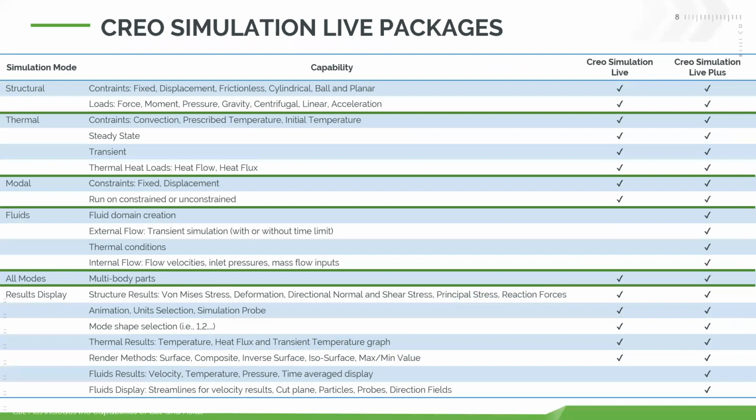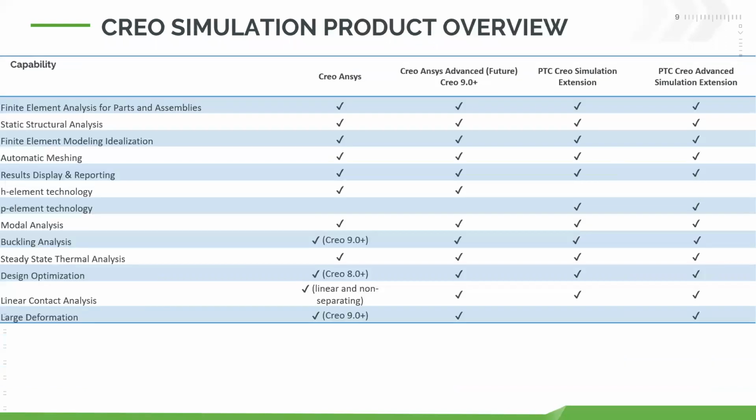So I mentioned earlier Simulation Live, that's using the Discovery Live engine through Ansys, really used as more of a design tool. And you can see that there's two flavors of this: Creo Simulation Live and Creo Simulation Live Plus. The main difference with the Plus version is that you're getting access to the fluid simulation capabilities. So you're still getting everything that you would have from a structural, thermal, and modal perspective, and a lot of the same results, but you're adding on some of the fluid simulation capabilities.